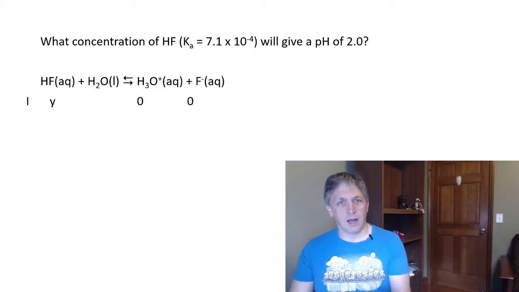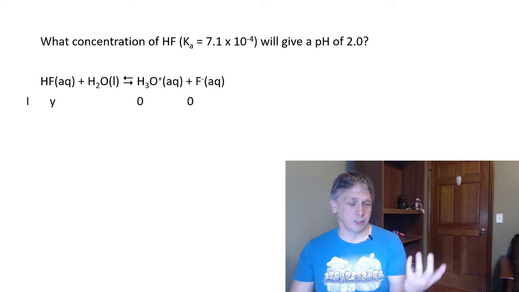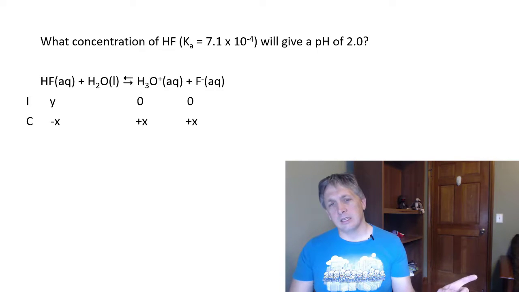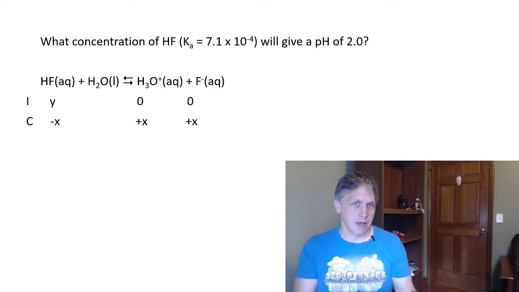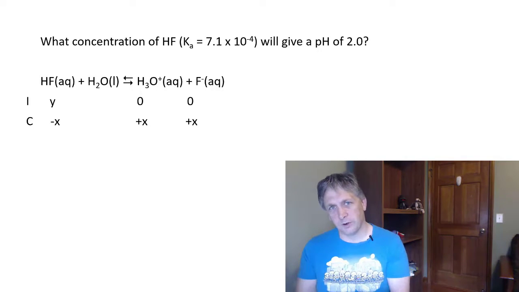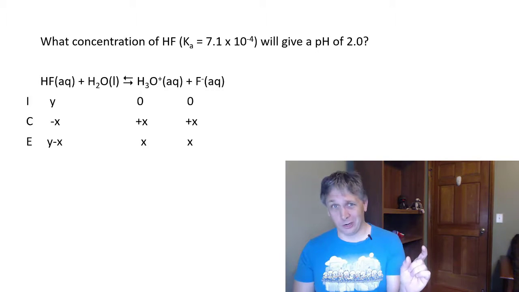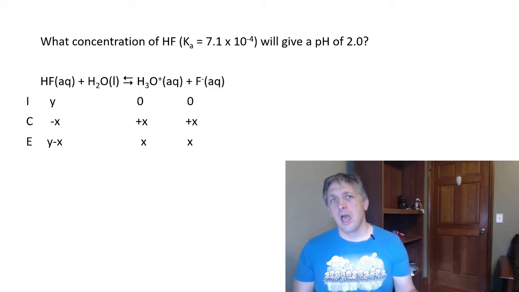Plug in what we know with row I. We don't know the concentration that we're going to need, so we'll just call that Y since we use X for other stuff usually. Again, 0 and 0 for our two products. Row C, just like before, we shift to the right, and everybody's 1 to 1, so it'll be minus X on the left, plus X for our two products. And at equilibrium, it's going to be whatever that initial concentration is, minus X, and just like before, X and X for our two products.